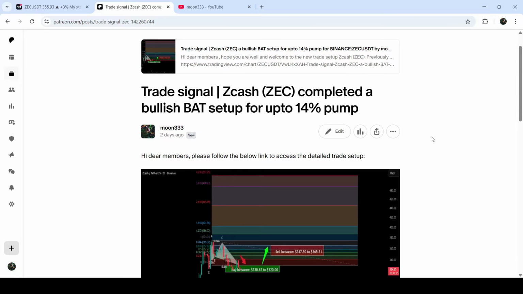And in today's video, I would also like to share with you my most recent trade signal for Zcash that I shared almost 2 days ago with my members. And so far, this signal has produced a more than 15% pump.